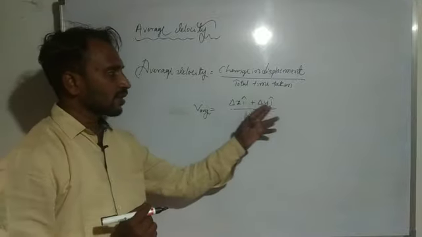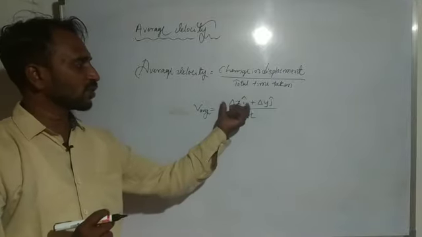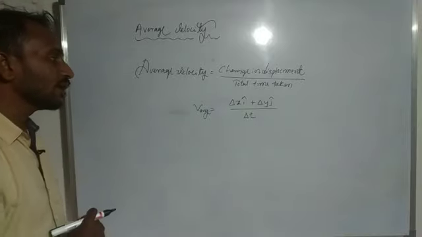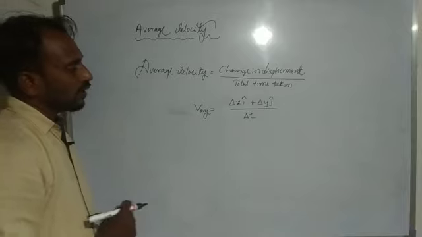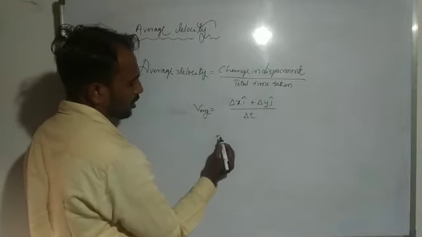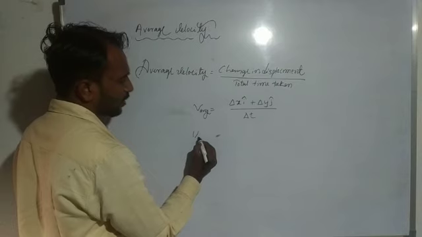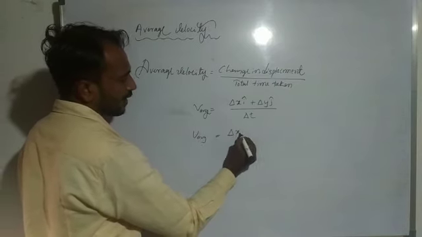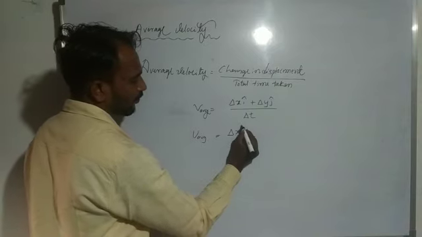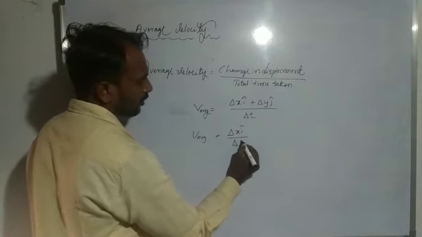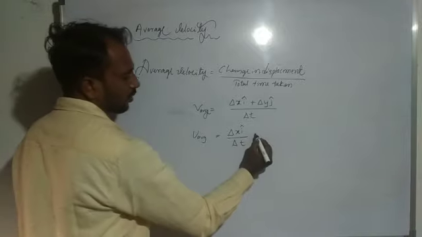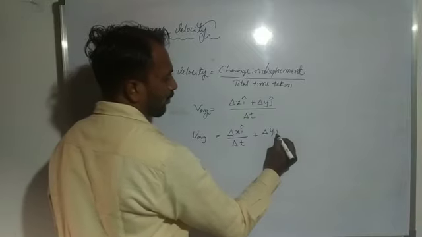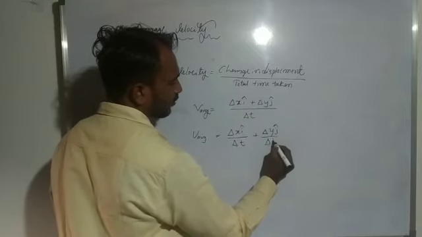Velocity along the x-axis and velocity along the y-axis means the displacement along the x-axis and the displacement along the y-axis, divided by total time taken, delta t. So this equation I will split like that. Average velocity is equal to displacement along the x-axis divided by time delta t, plus displacement along the y-axis divided by time delta t.